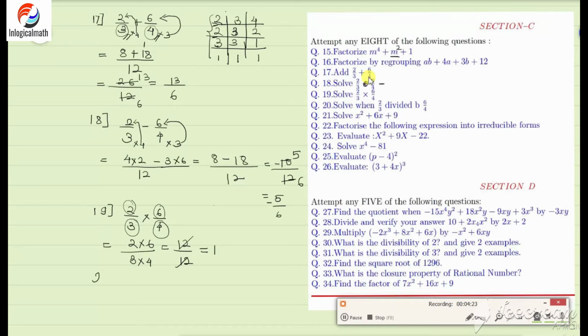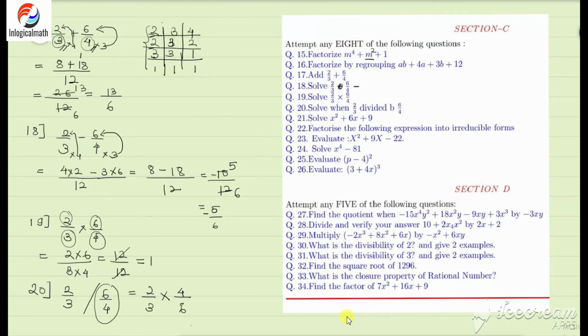Now we will go for question number 20. So what is it? 2 by 3 divided by 6 by 4. Divided means we have to do this kind of thing. When we have to do a division, just take the reciprocal of the divisor. So 2 by 3 multiply, give the multiplication sign, and take the reciprocal of 6 by 4, which is 4 by 6.